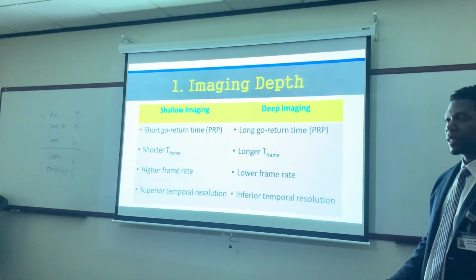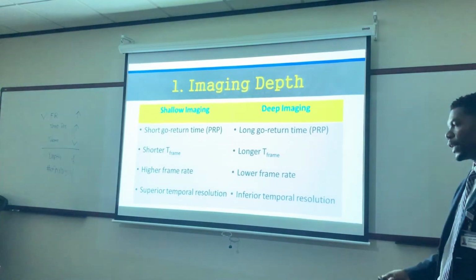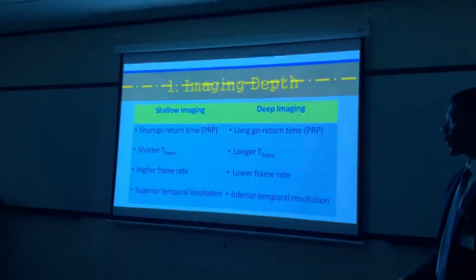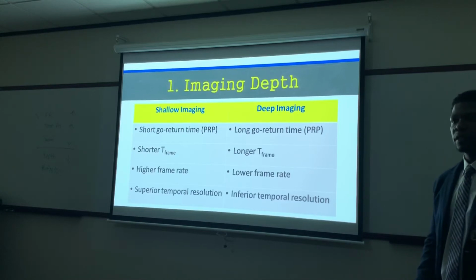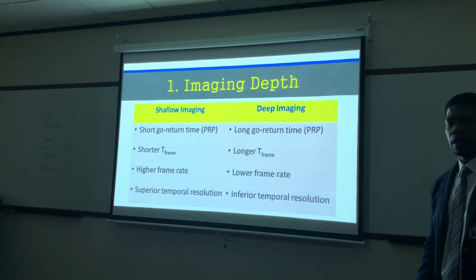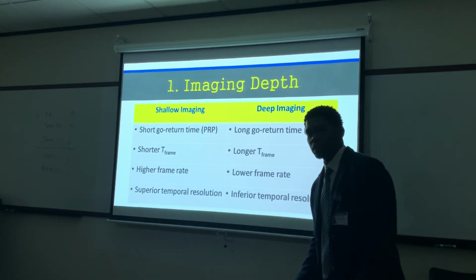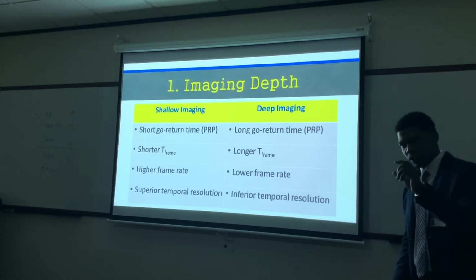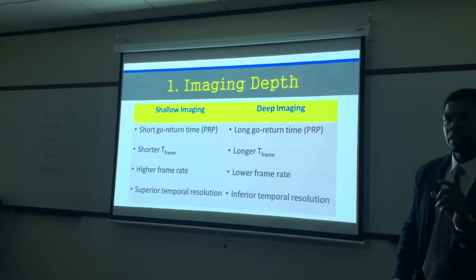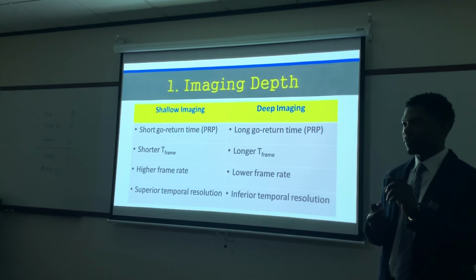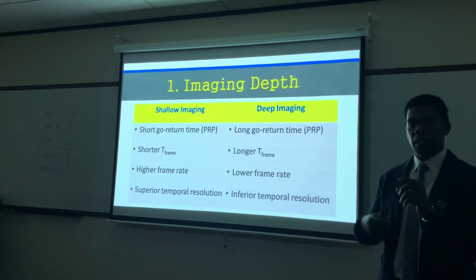These are the same tables that are in your book. Every time you see a table, it's the same table that's in your book. Any questions on imaging depth in relationship to frame rate? Inversely related. Imaging depth is inversely related to frame rate. If I have shallow imaging, or a short go and return time, then my frame rates are going to be high. I'm able to acquire a lot of images per second. That's what frame rate is: the number of images we can acquire per second.